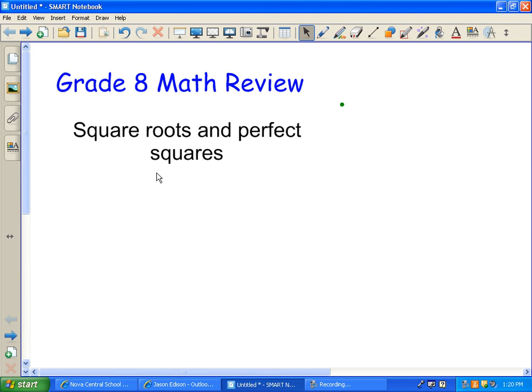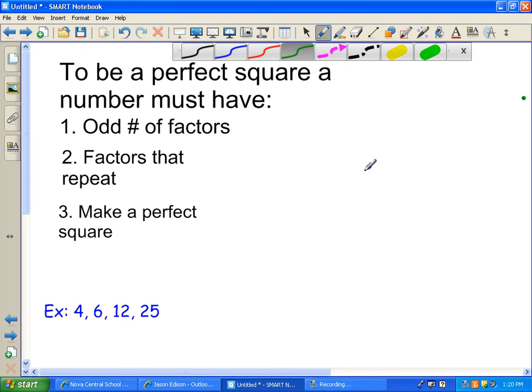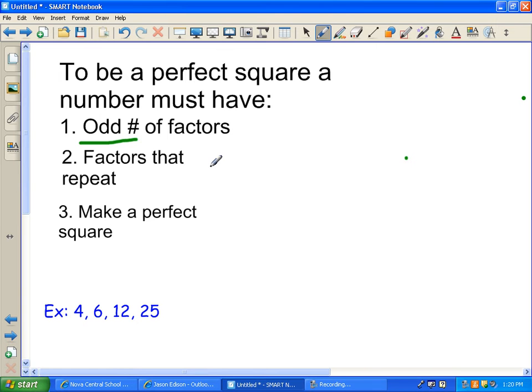Grade 8 Math Review, Square Roots, and Perfect Squares. To be a perfect square, a number must have three things. It must have an odd number of factors, like 3, 5, 7, something that's odd. It must have factors that repeat. In other words, there must be two of the same one. And it must have, or be able to make, a perfect square. So when you arrange it, it must make a perfect square like that.